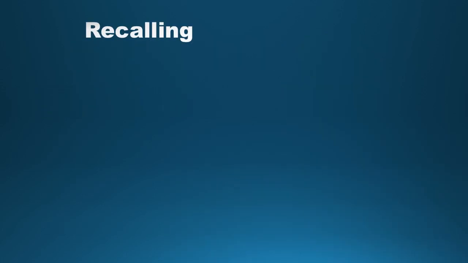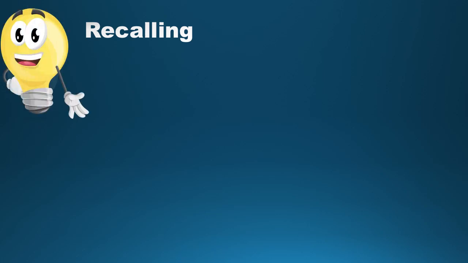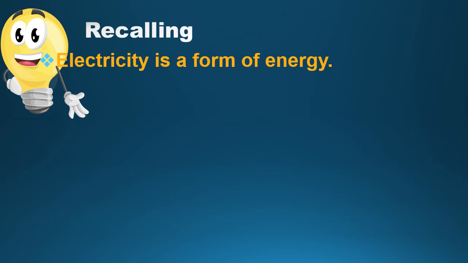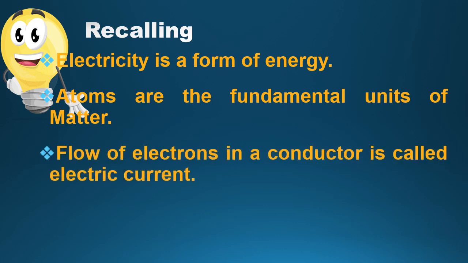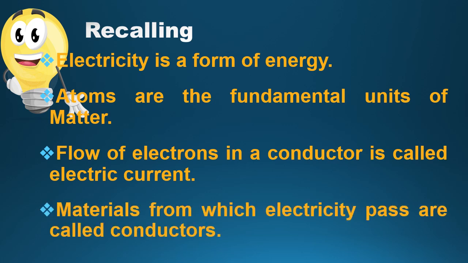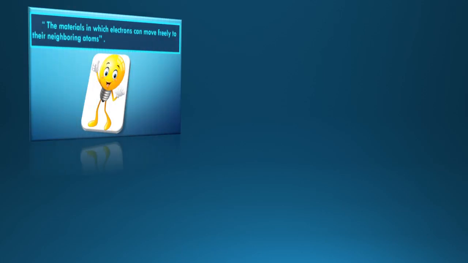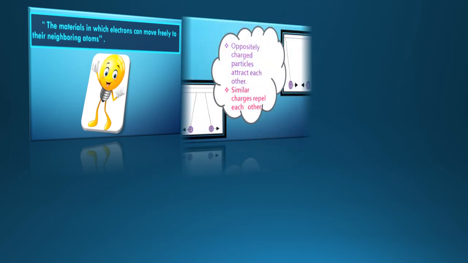Before we step next, let's recall some important points from Lecture 4. In Lecture 4, we have seen electricity is a form of energy. Atoms are the fundamental units of matter. Flow of electrons in a conductor is called electric current. Materials through which electricity passes are called conductors. We also learned conductors are the materials in which electrons can move freely to their neighboring atoms.